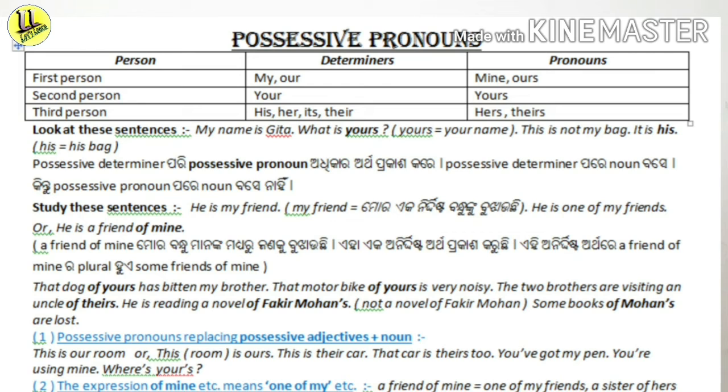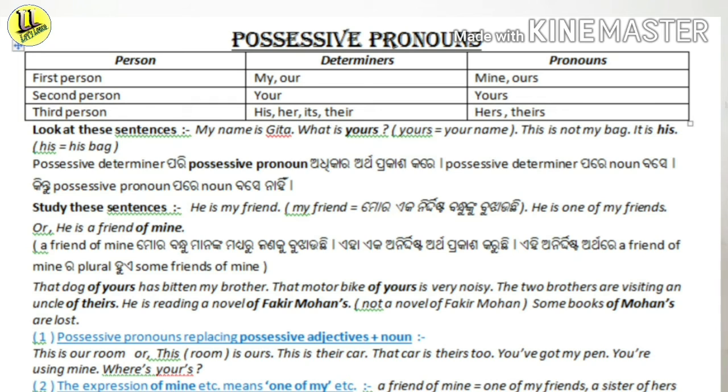Just like in the second person, for determiners it is used as your, and for pronouns it is used as yours. And for the third person, for determiners it is used as his, her, its, their. And for pronouns it is used as his, hers and theirs.